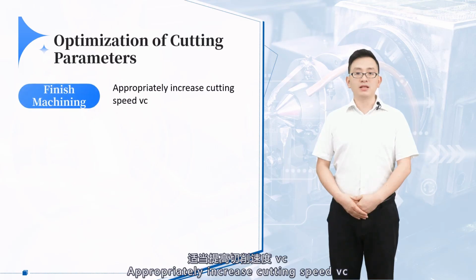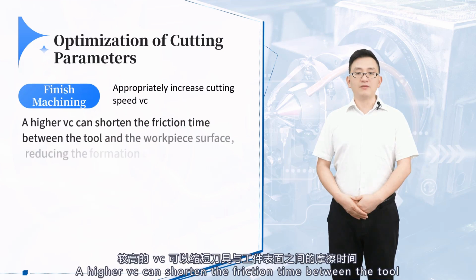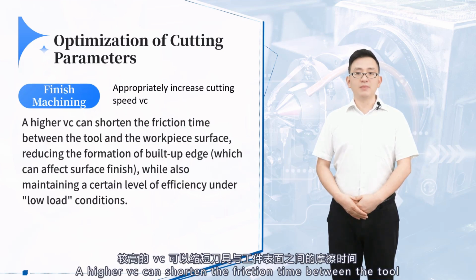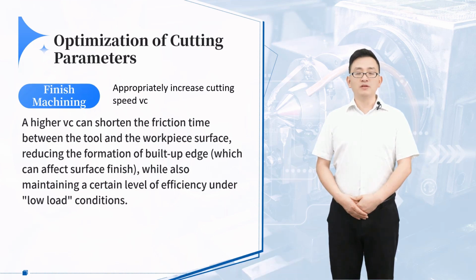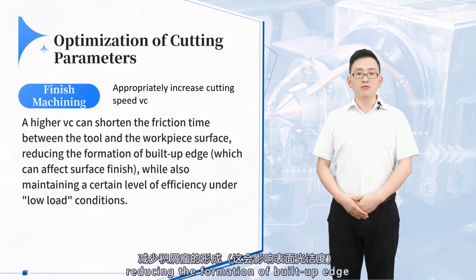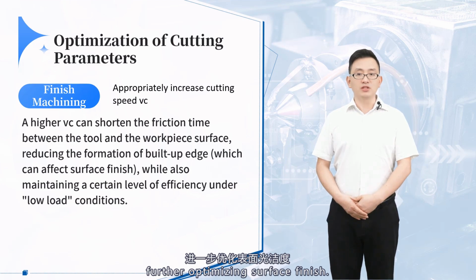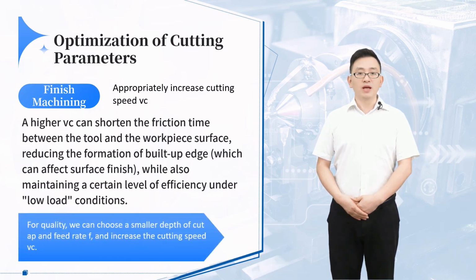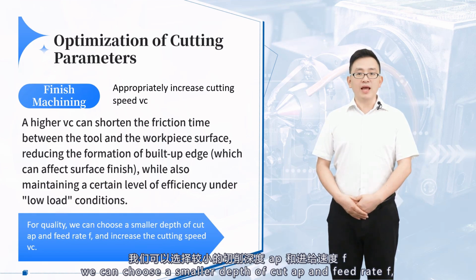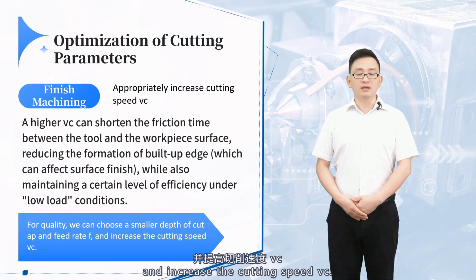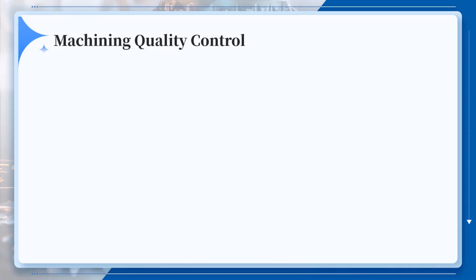Appropriately increase cutting speed, VC. A higher VC can shorten the friction time between the tool and the workpiece surface, reducing the formation of built-up edge, which can affect surface finish, while also maintaining a certain level of efficiency under low load conditions, further optimizing surface finish. For quality, we can choose a smaller depth of cut AP and feed rate F, and increase the cutting speed VC.